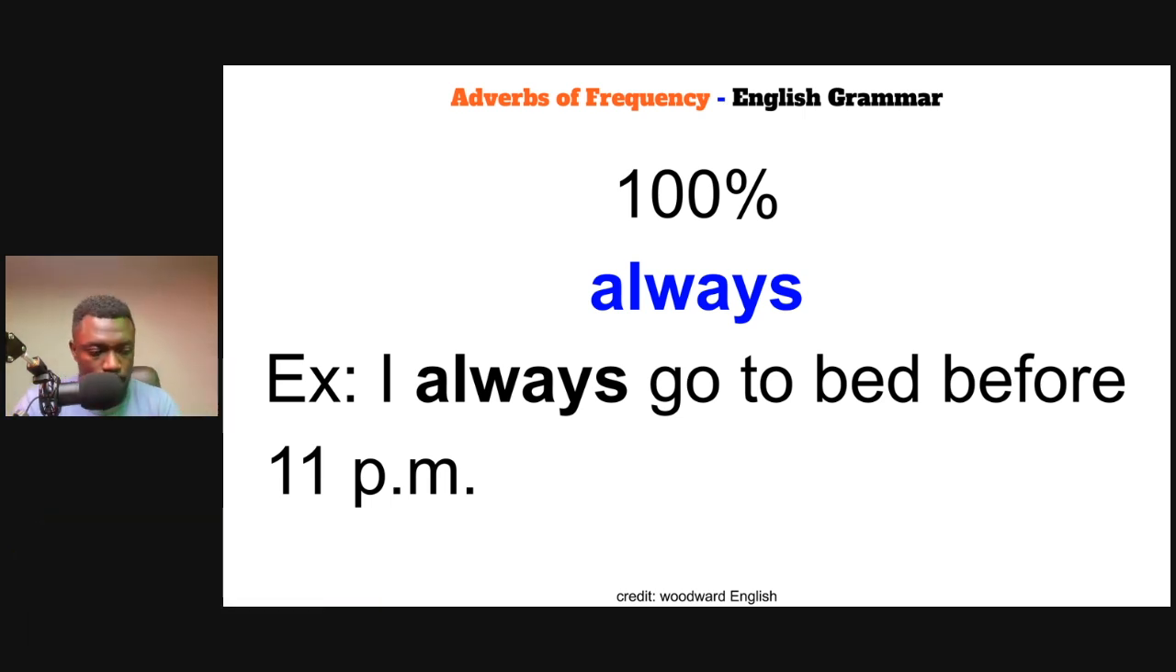100% is always. Always means 100%, all the time. For example, I always go to bed before 11 o'clock, 11 p.m. This is a habit that happens every time that I go to bed. So that's always. It is an adverb that means it will happen all the time, right?